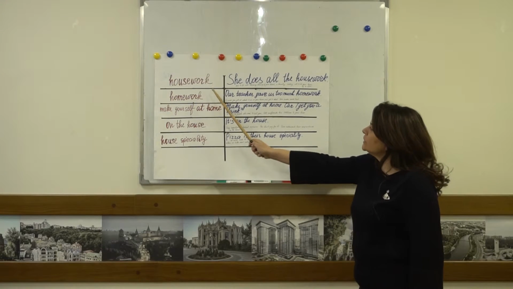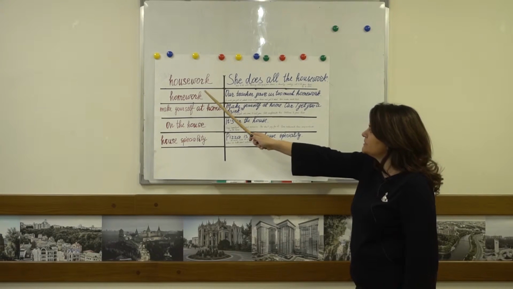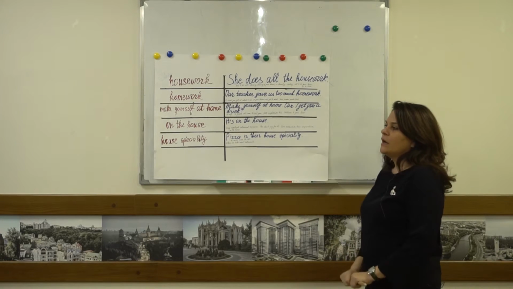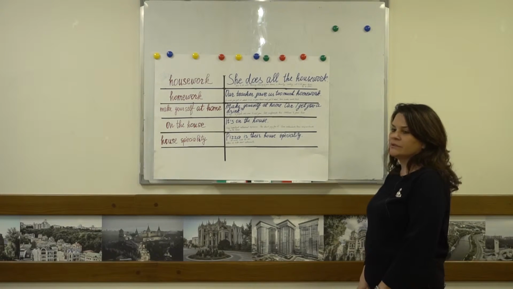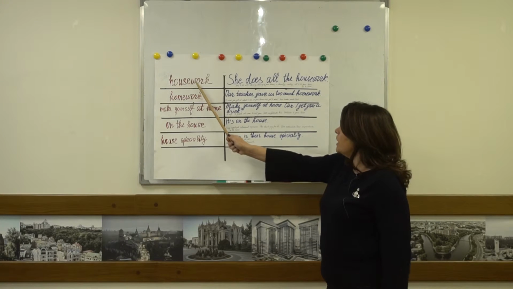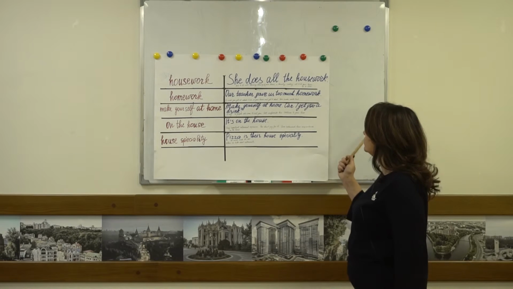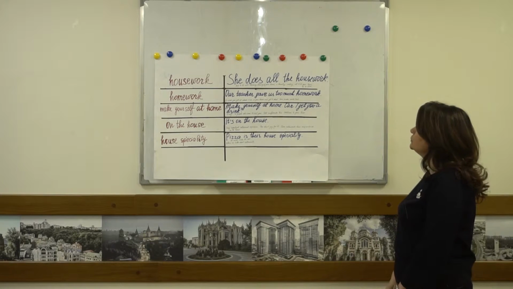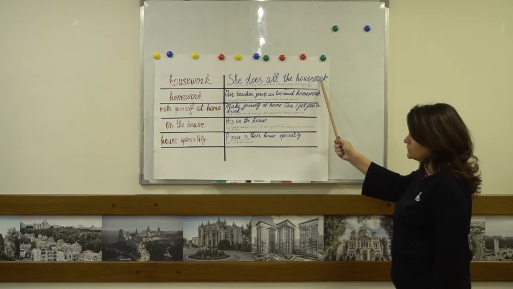The next two words which are very important in this topic are housework and homework. Very often students make mistakes using these two words, so let's clear it up. Housework has to do with cleaning your house, laundry, cooking, all the things to do for your house to be clean. For example, she does all the housework.